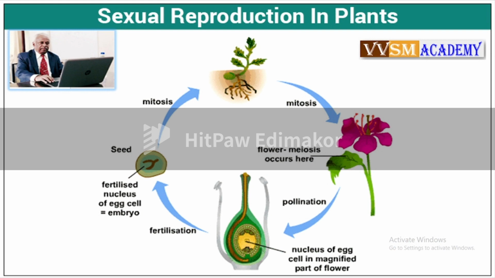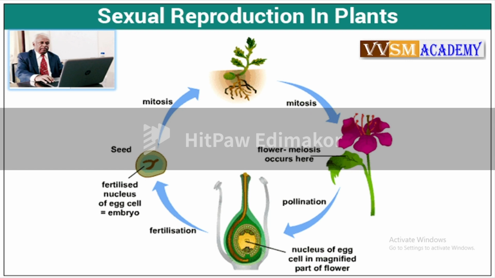Coming to sexual reproduction in plants, from the seed, the fertilized nucleus of the egg cell is the embryo, and it undergoes mitosis and gives rise to the plant. The mitosis further gives rise to the flowering plants.